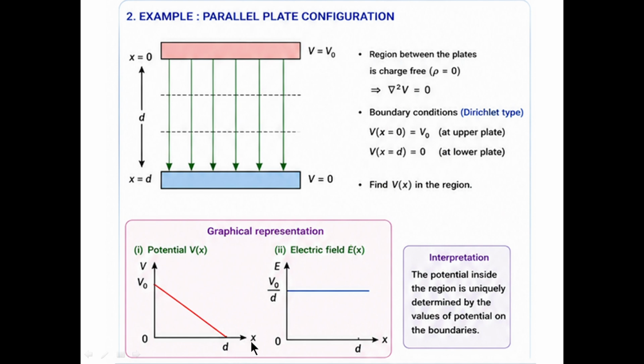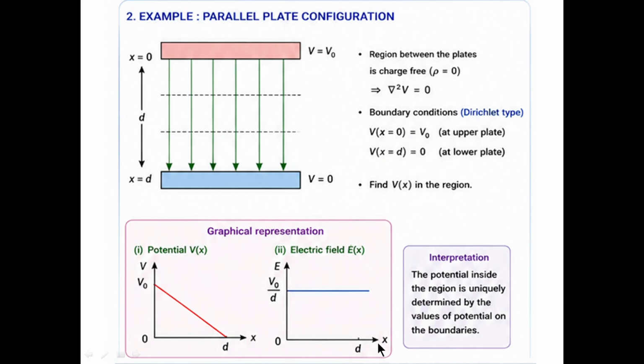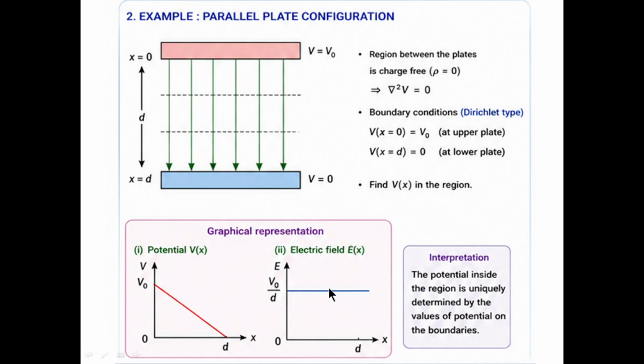As the value of x increases. Now if we plot a graph between electric field and this x, then we get a constant value because here the term V naught upon d is a constant. So we get V naught upon d is constant and it's parallel to x-axis. From here we interpret that the potential inside the region is uniquely determined by the value of potential on the boundaries.